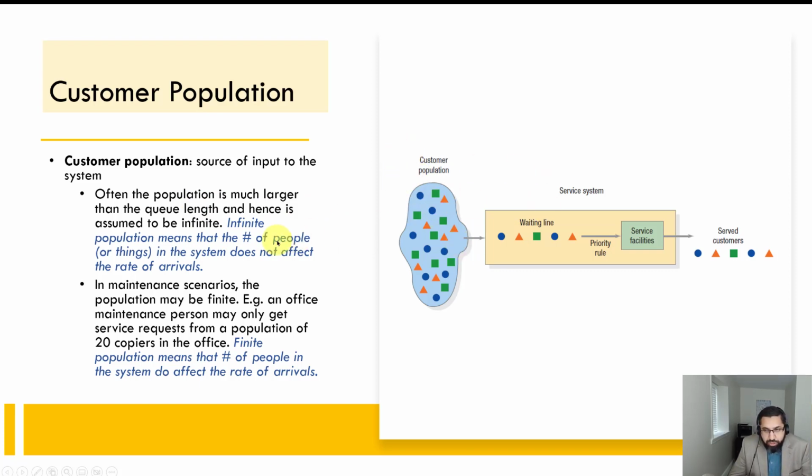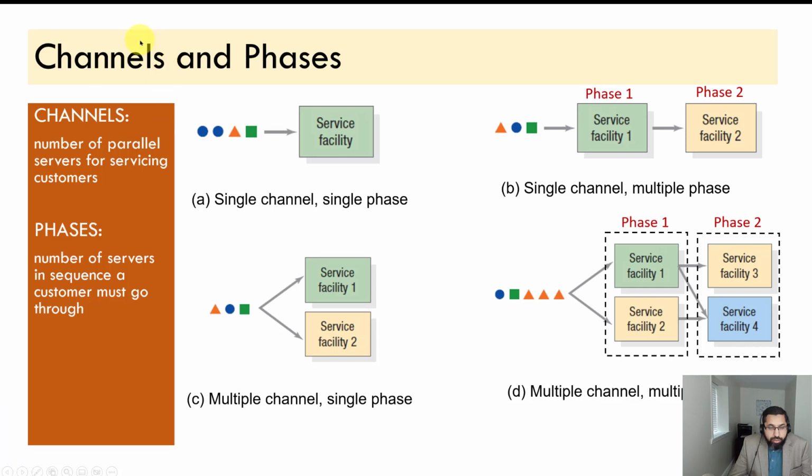Infinite doesn't mean theoretically infinite, it just means this number is much larger. The number of people who can visit your store or your operation is much larger than the people who are inside the operation or the facility. Okay, so what are channels and phases?